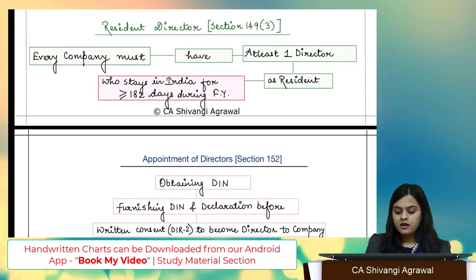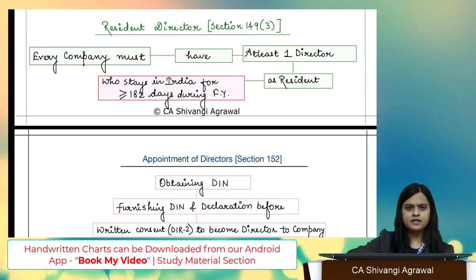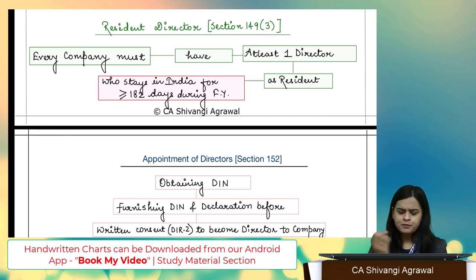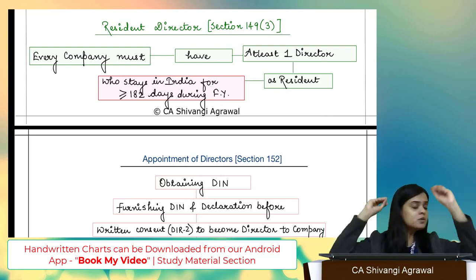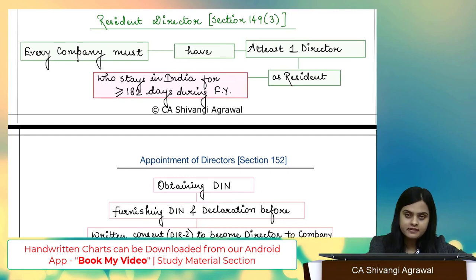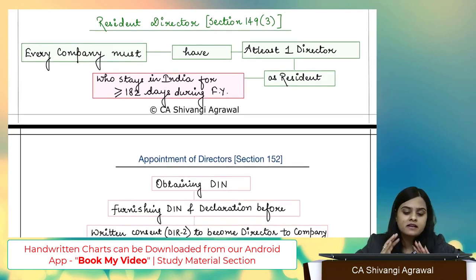Now, section 149(3), resident director. This is for all types of companies. Even if you are a private company, a public company, or a one-person company, you need at least a resident director. Who is a resident director? Someone who stays in India. For how long? For more than or equal to 182 days in the previous financial year. More than or equal to, that means if a person stays for even 182 days, he will be called a resident. So a director who is also a resident of India is known as resident director, and every company must have at least one resident director.